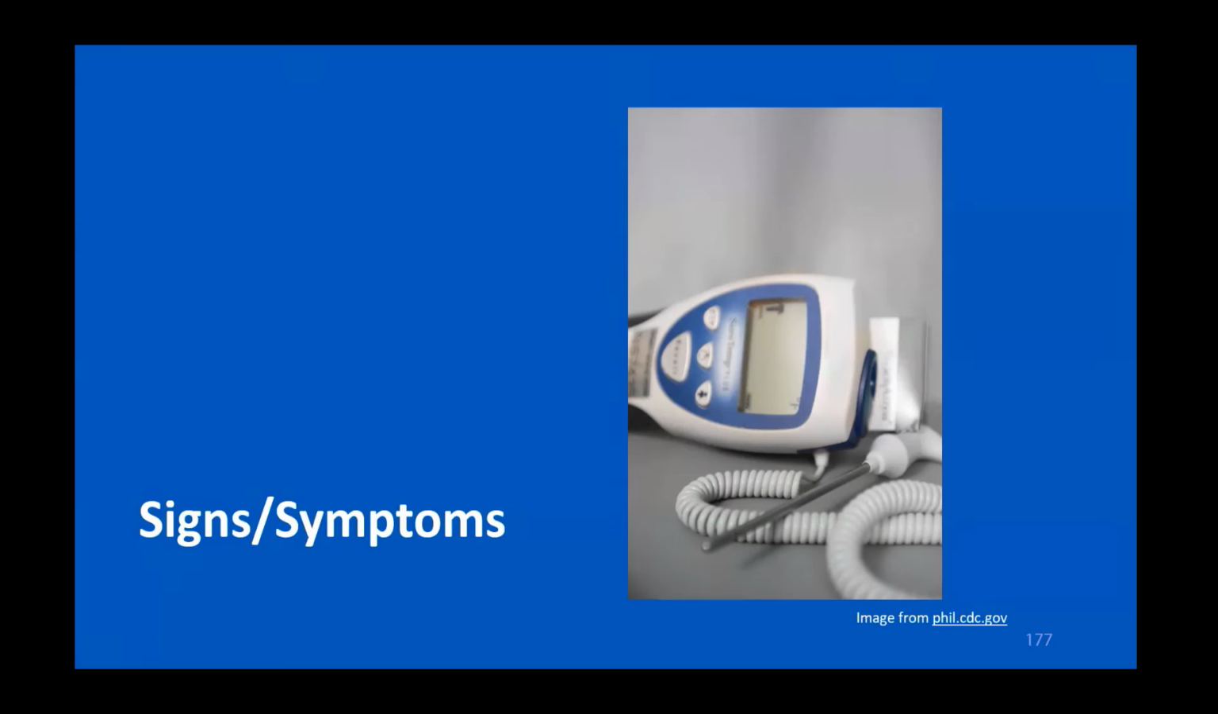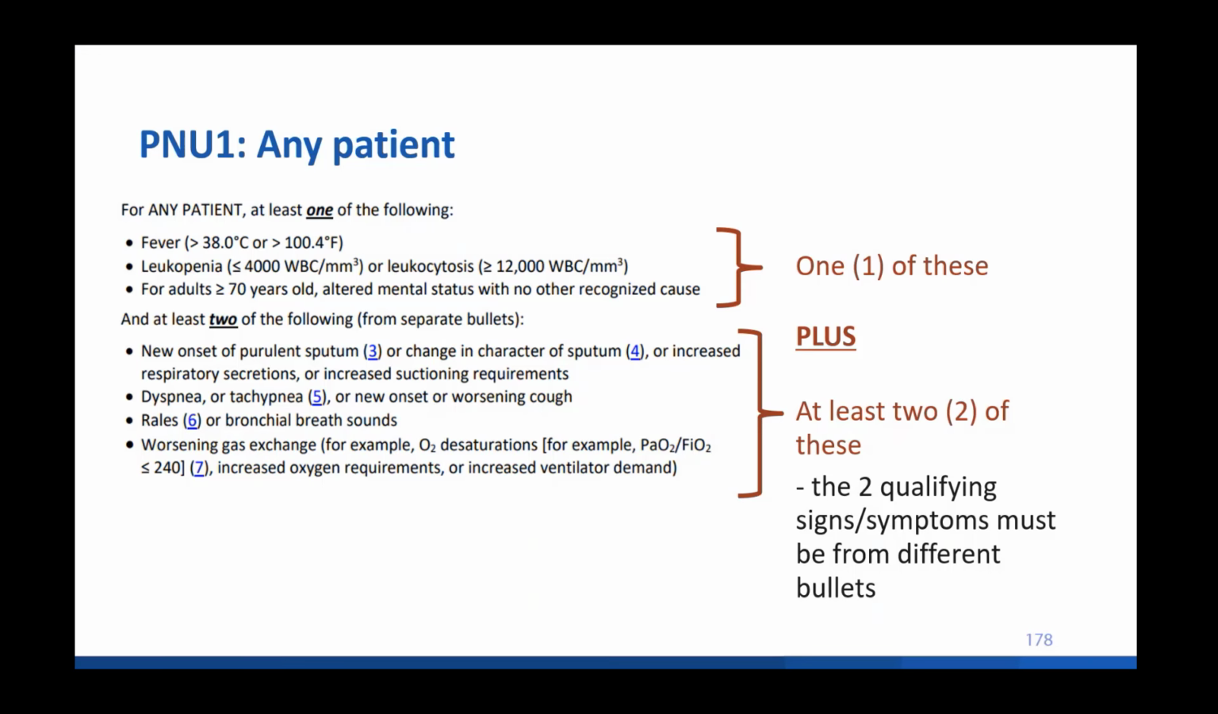All right, now that we've covered the imaging element, let's talk about signs and symptoms. And I promise this is much easier than the imaging requirement. If you recall, Pneumonia 1 has 3 different sets of criteria for signs and symptoms, and we'll look at these individually, starting with signs and symptoms for any patient regardless of age. And remember, this criterion can be applied to any patient, so even infants and children can meet this criterion.